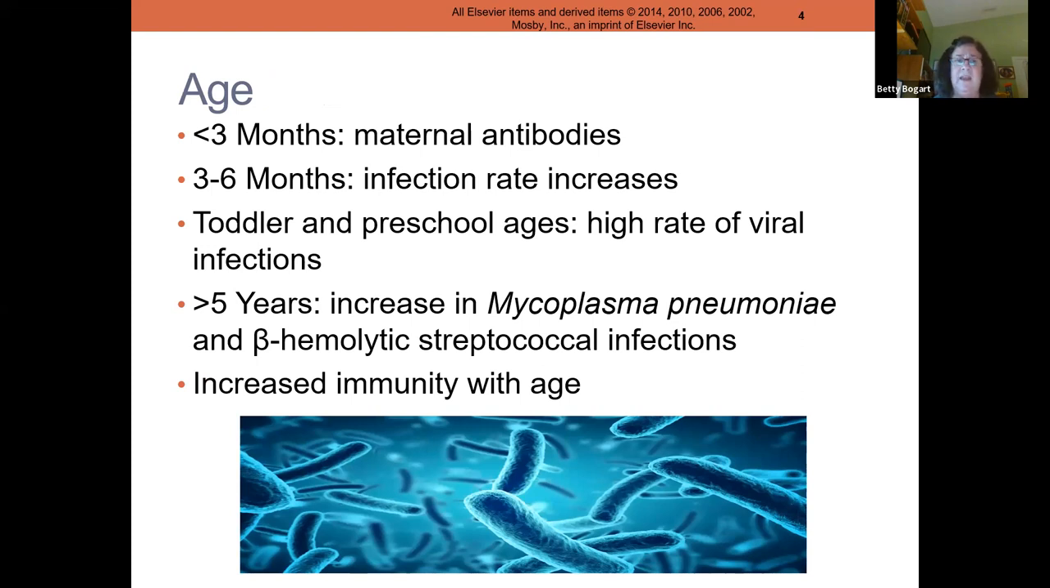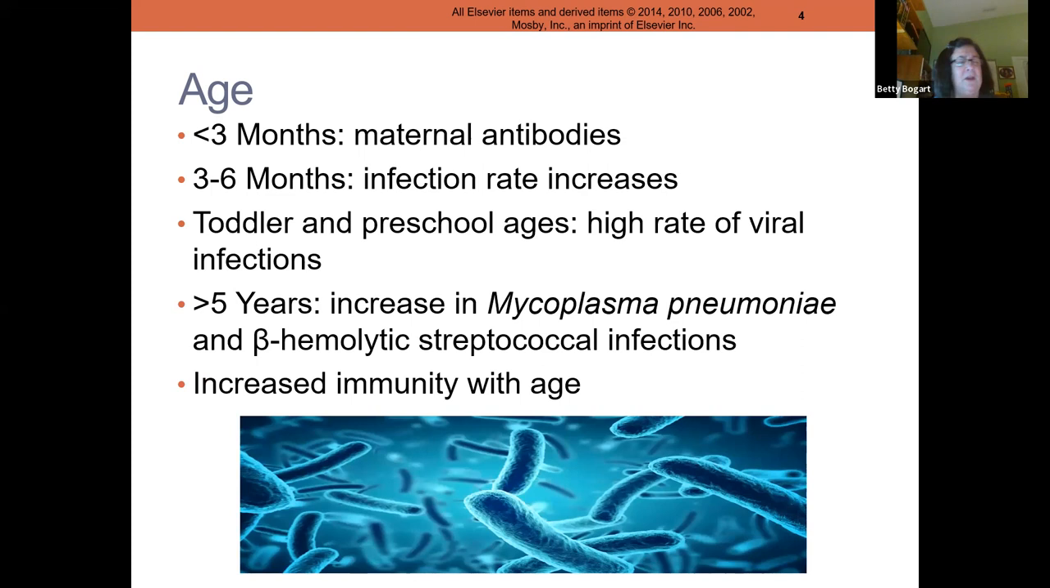Why do they get sick? Especially the little ones, especially the children who are below 1 year old. Now, when the mother has a child, those maternal antibodies are given to the baby. And it's good for about the first 3 months. And then they start to go away.